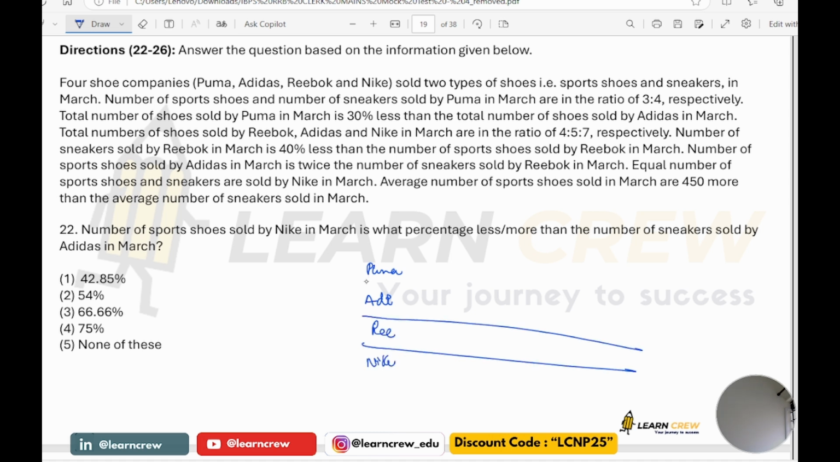Right? You have 4 types of shoes. Right? Number of sports shoes, number of sneakers and total.